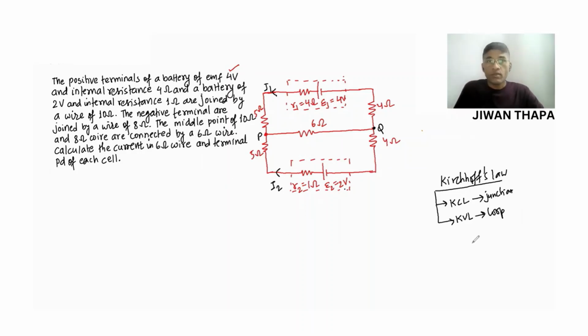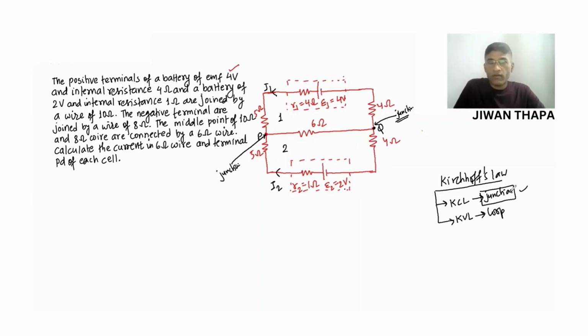Now, we can see there are two closed loops. Let us call the upper loop as loop 1 and the lower loop as loop 2. So we have loop 1 and loop 2. Now what we do? We search or look for junctions in this circuit. So this is a junction, and this is a junction.